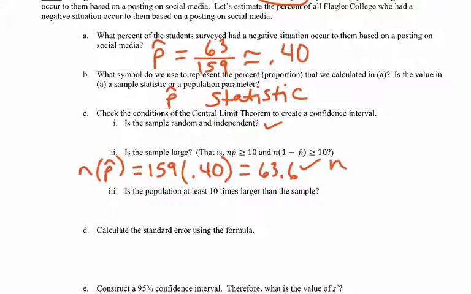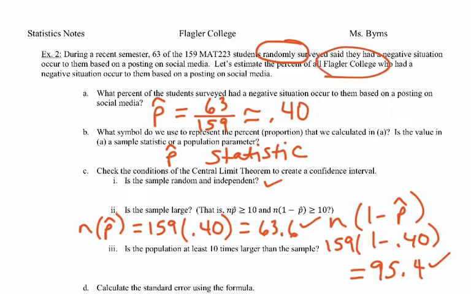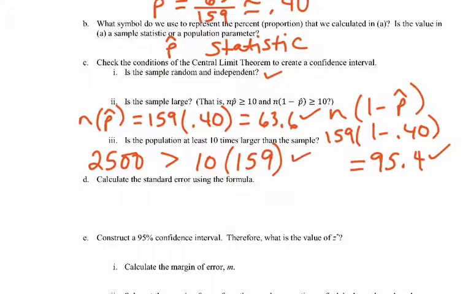The expected number of failures is going to be n times 1 minus p hat. So that's going to be 159 times 1 minus 0.40. Of course, 60% of that is 95.4, which is certainly big enough. Finally, is the population at least 10 times the sample size? So our population, remember, is all Flagler College students. So if we estimate a population of Flagler College of around 2,500, is 2,500 at least 10 times our sample size of 159? Yes, it is, because of course that's 1590. So our population is at least 10 times what we need for the sample.